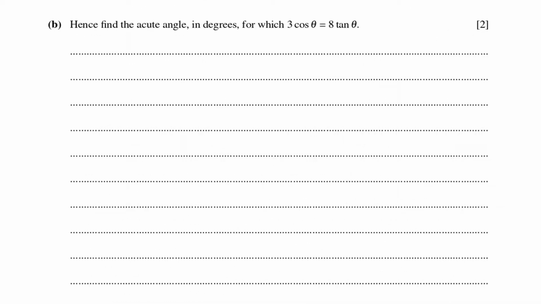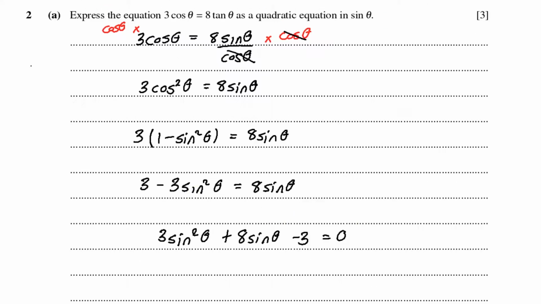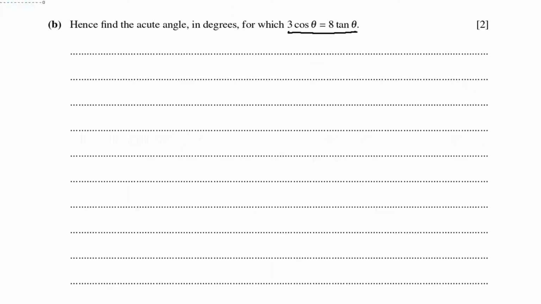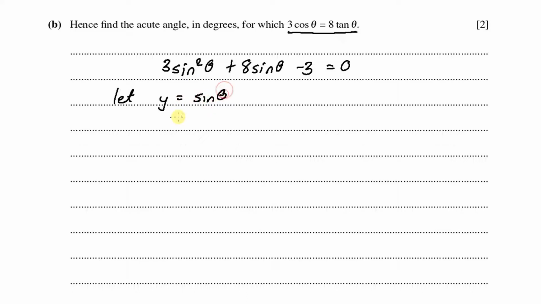On part B, it says, hence find the acute angle in degrees for which 3 cos theta is equal to 8 tan theta. So we now want to solve this equation here. Now, we had expressed this equation as a quadratic, so we have it like this. So this is what we're going to use. So I'll place it here. So from here, I'm going to say let y is equal to sine theta, which means 3y squared plus 8y minus 3 is equal to 0.